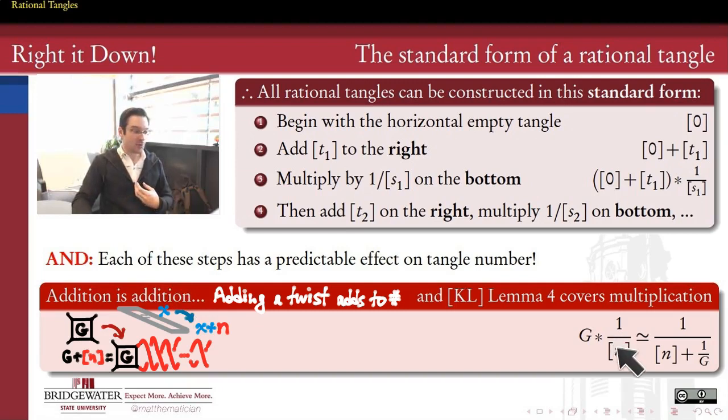Now, the effect that adding twists on the bottom of a tangle has is a little bit more complicated, because it can't be just multiplication, and it also can't be just addition. It's got to be some combination, right?